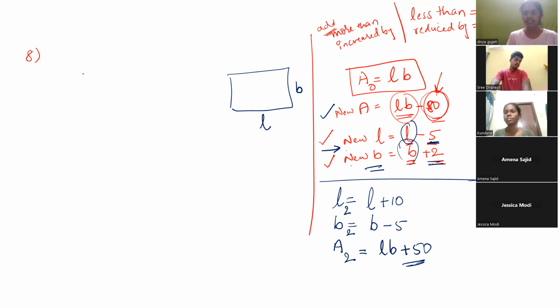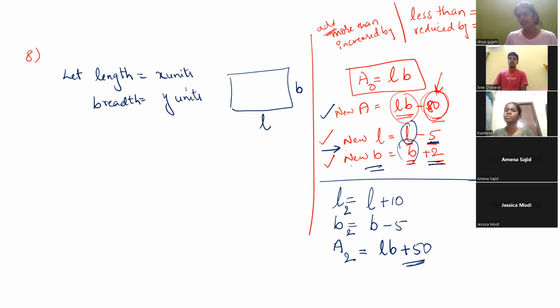Whatever you have to find, yesterday also I told you, you'll take it as let. Let length be x units, and let breadth, you have to find breadth also, so breadth be y units. Did you understand? Length is x units, breadth is y units. What you have to find, you will take it as x and y. The last line will tell you which variable you have to take. Length is x and breadth is y.